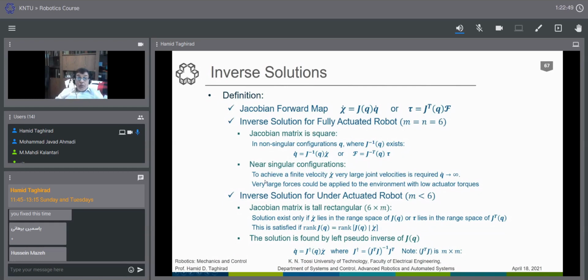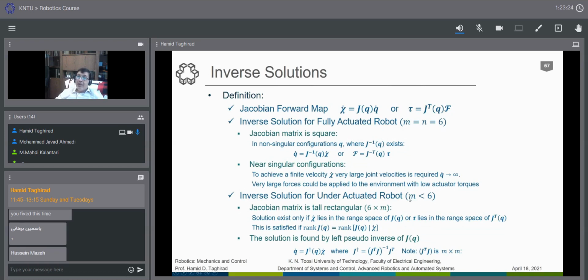Now let's go to the two other topics. These are more important for us, and these are more advanced, basically. First, inverse solution for an under-actuated robot. Under-actuated robot means that the number of actuators is smaller than 6. Consider a 6 degree of freedom robot with only 4 actuators. Why do we do that? Usually because we want to spend less money.